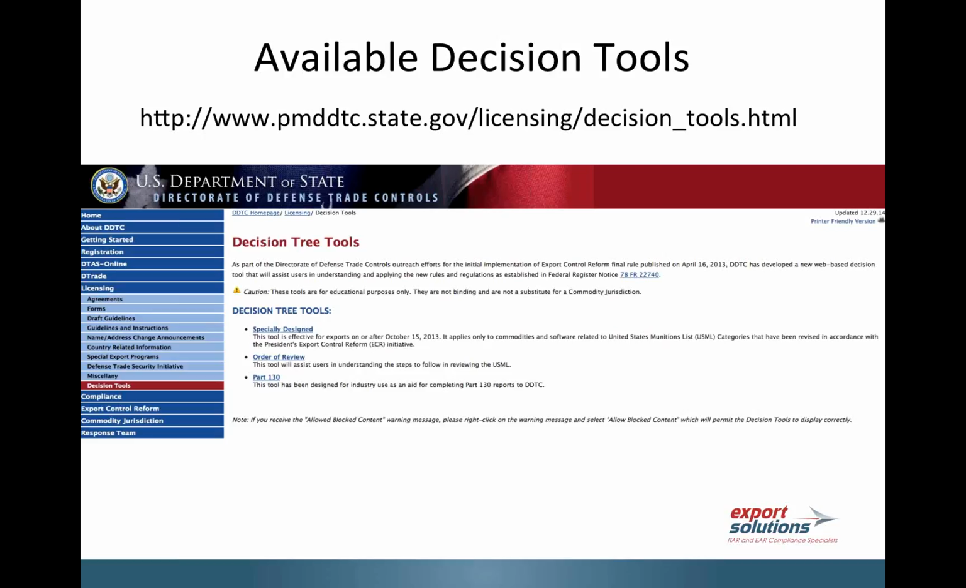Like, it would ask, do you have knowledge that this is specifically being designed for a military item? Let's say your customer hasn't told you that, then you would just say, I don't know. And the I don't know answers will lead you to other questions. Eventually you'll get to a screen that says your item is not considered specially designed, or it'll say your item is specially designed and is still under the jurisdiction of the ITAR.